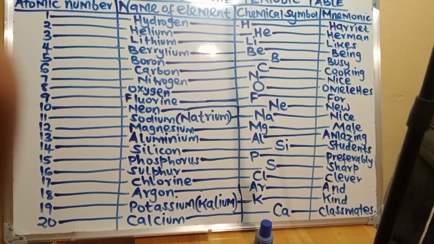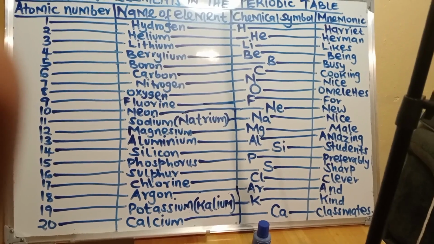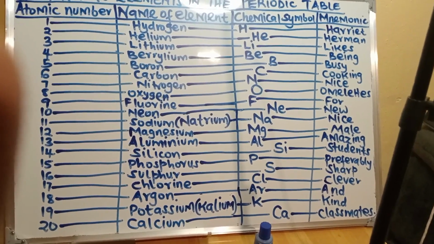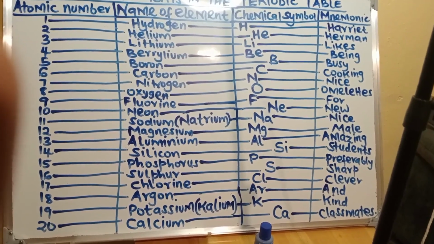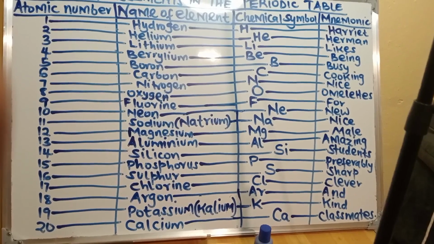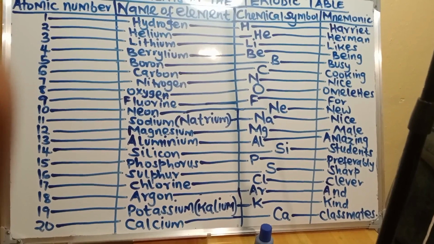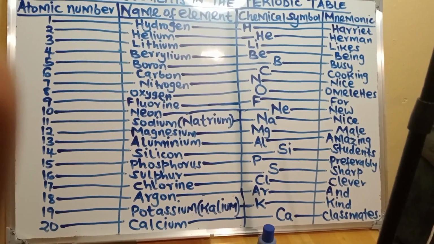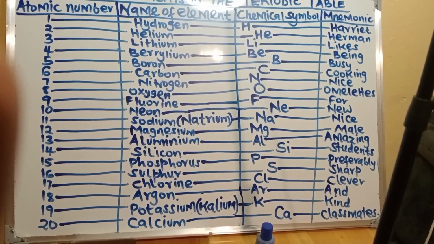And then we have those that use the Latin name, again using only the first letter. For potassium, we have kalium. Then we have other elements that use the first and the second letter. Whenever the first and the second letter are used, the first is capital, while the second letter is small.